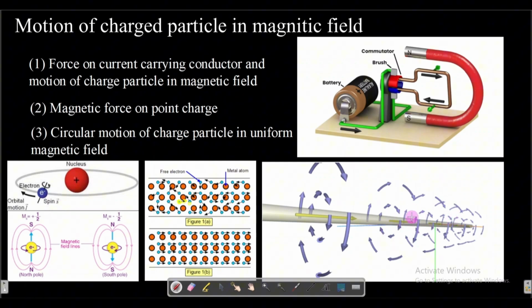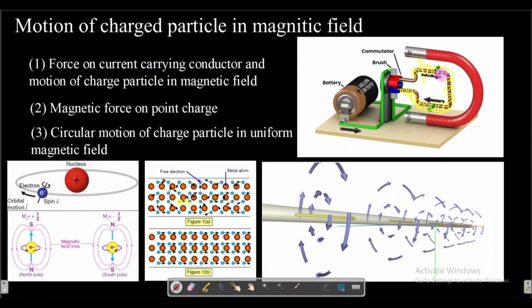If we place this conductor here, this is the conductor. If we provide the external source to this conductor, the free electrons will move in this conductor. Due to the motion of the free electrons, there will be a magnetic field around this conductor. The conductor behaves like a magnet, and similarly we have the external magnet. So there will be a force of interaction between these magnets, due to which this conductor will move inside the external magnetic field.